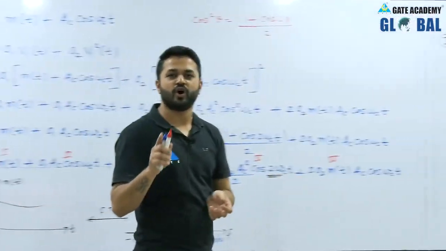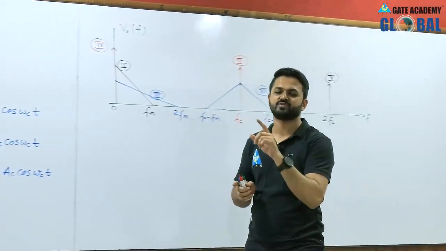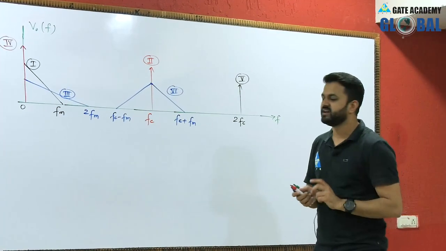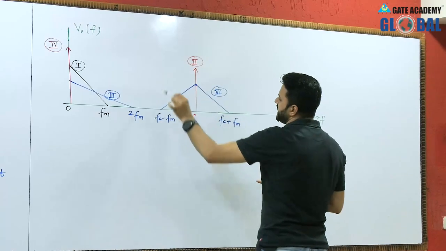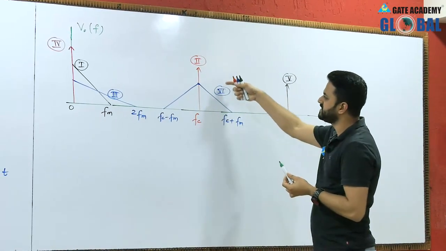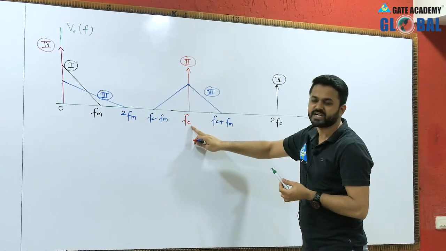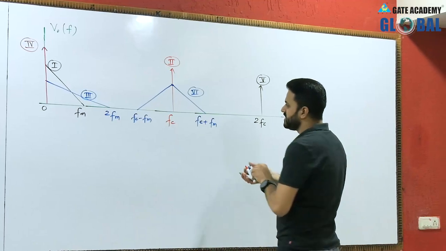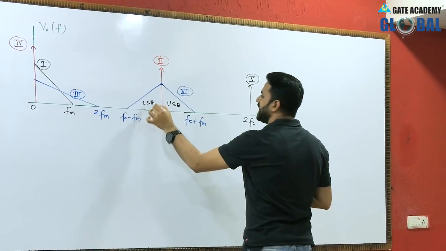If the input of this square law modulator is fc and fm, then we should get the double sideband fc plus minus fm and carrier at fc. So this is the desired term. We can see from this equation, this plot, that this has the carrier frequency component fc, and fc plus fm and fc minus fm, which is our upper sideband and lower sideband and carrier.